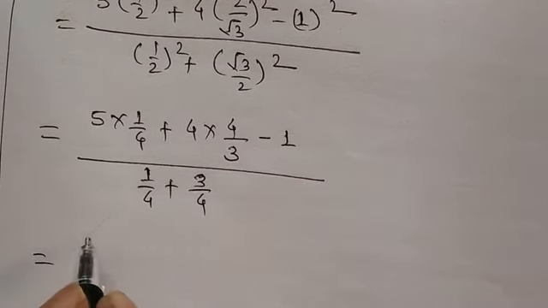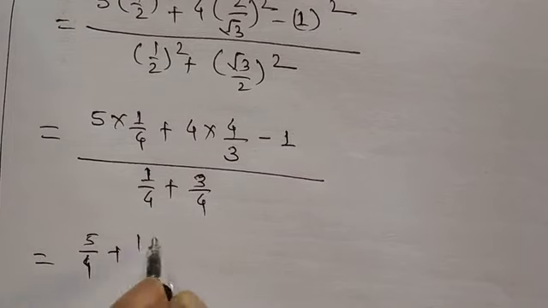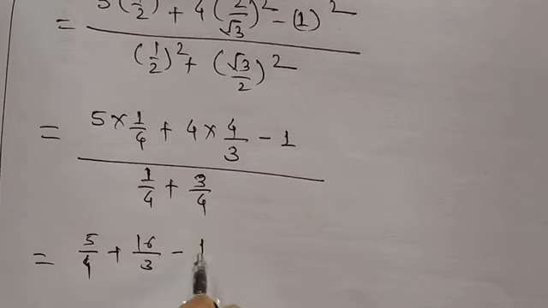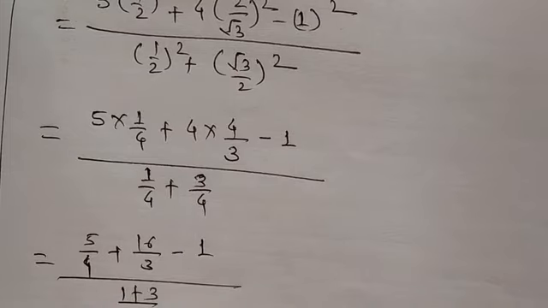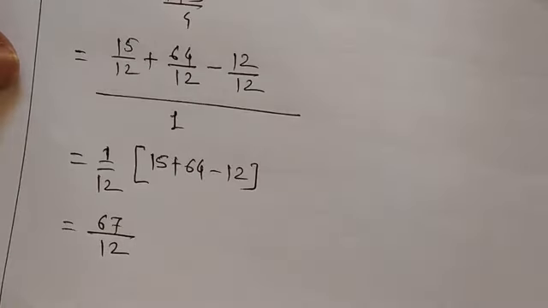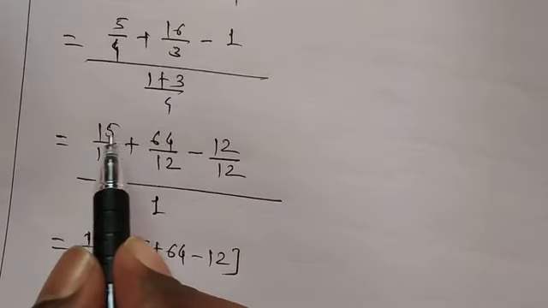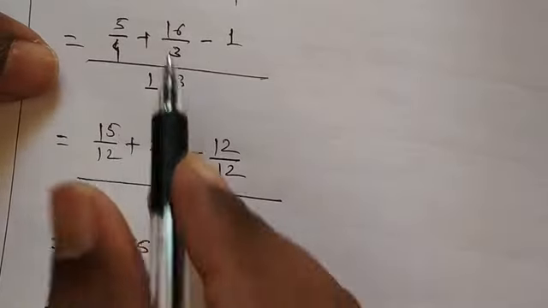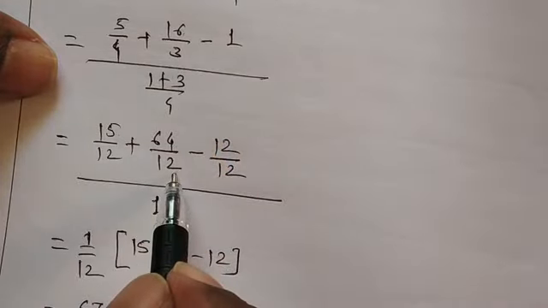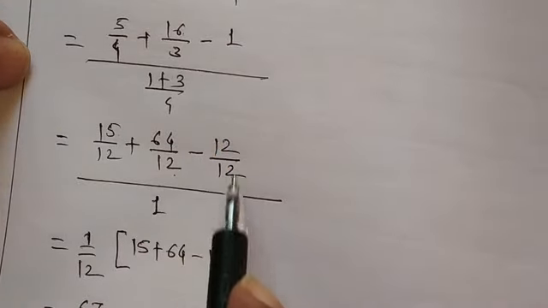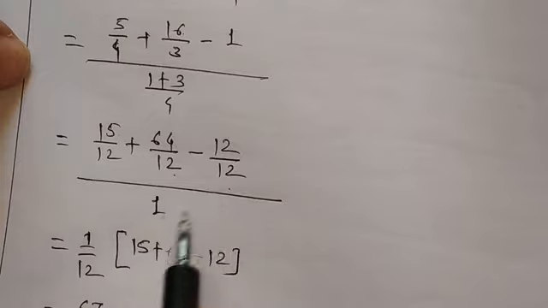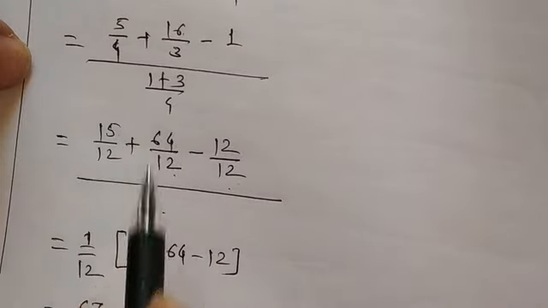Simplify it. 5 by 4 plus 16 by 3 minus 1 upon, it is what? 1 plus 3 by 4. Then solve. It is equal to what? 5 by 4 we can write as 15 by 12. 16 by 3 we can write as 64 by 12. Then minus 1, we can write as 12 by 12. That is, the LCM is the same. 1 plus 3 is 4, and 4 by 4 is 1.